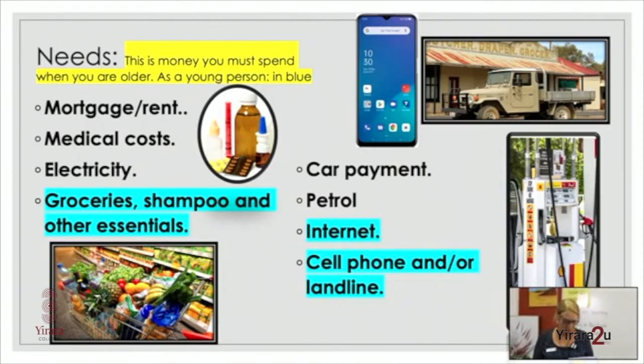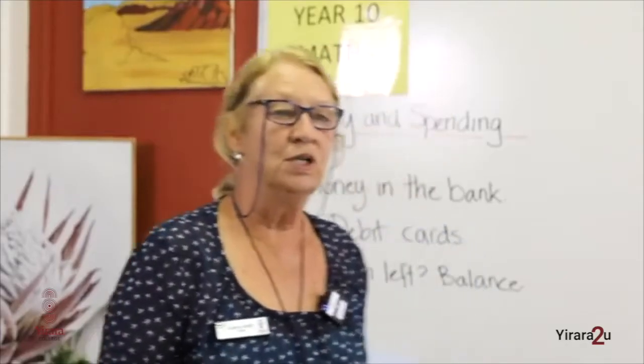But at the moment, marked in blue, you may have to think about paying for your internet and certainly your mobile phone. These are important things that you need as a youngster. Okay, let's turn the PowerPoint off, please, and we'll look at some key words.